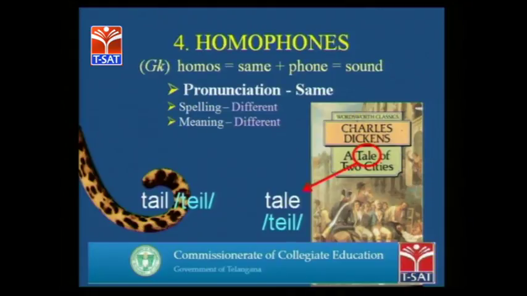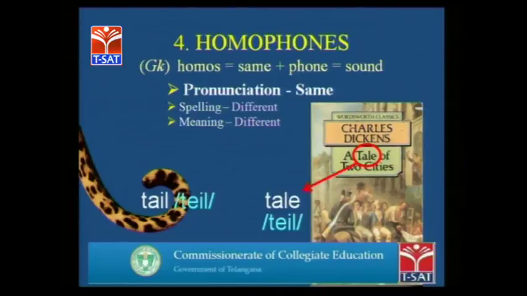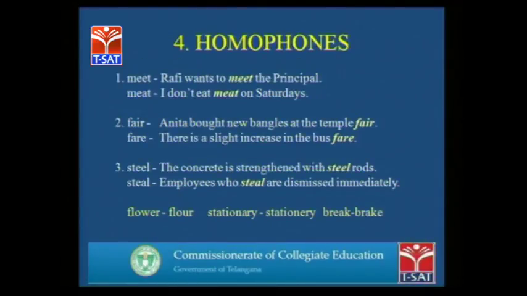Tale, T-A-L-E, tale, is a long story. Here we have an interesting novel of Charles Dickens, A Tale of Two Cities. A Tale of Two Cities is a very famous novel of Charles Dickens, and I advise the students to go through the novel if they find an opportunity to grab a copy of A Tale of Two Cities. We shall now see a few more examples of homophones.